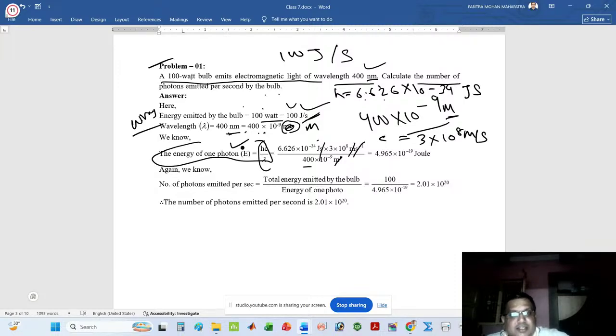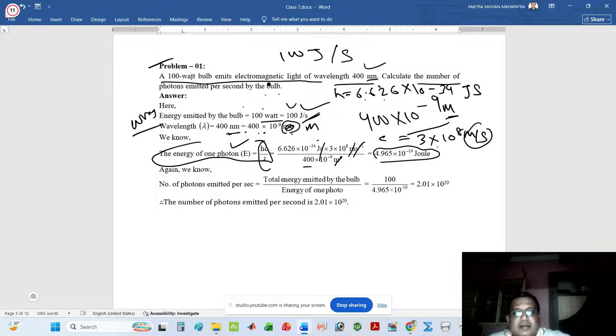It is highly necessary to convert the nm into meter. Otherwise, they cannot cancel, because we know that the velocity of light is 3 into 10 to the power 8 meter per second. Here meter per second is given. So it is very easy to convert the nanometer to meter, then put the value and you can cancel each other. So the energy of one photon is 4.965 into 10 to the power minus 19 joule. Our target is what?